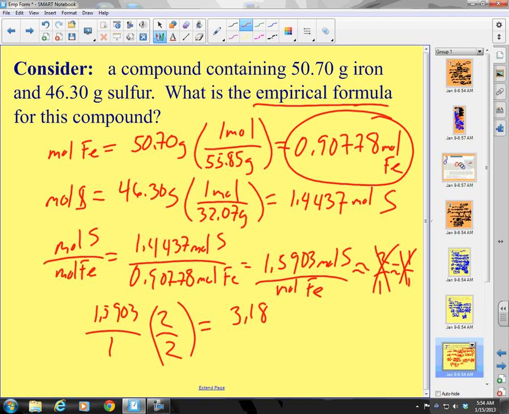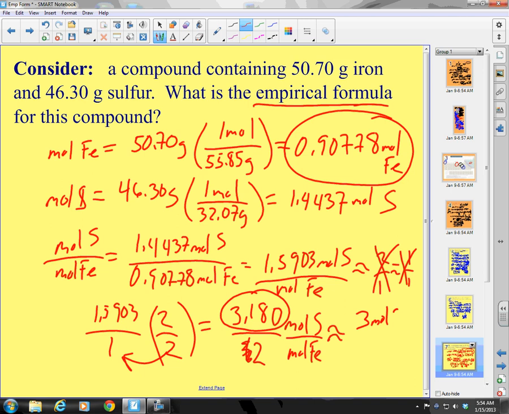3.180 per 1. So, oh, not per 1, per what? 2 times 1 is not 1, it's 2. So that's 3.18 moles of sulfur per 2 moles of iron. Good. So, can I round this? Can I say this is close enough to 3 to 2? And in this case, yes, that is probably close enough to say this is equal to 3 moles of sulfur per 2 moles of iron.